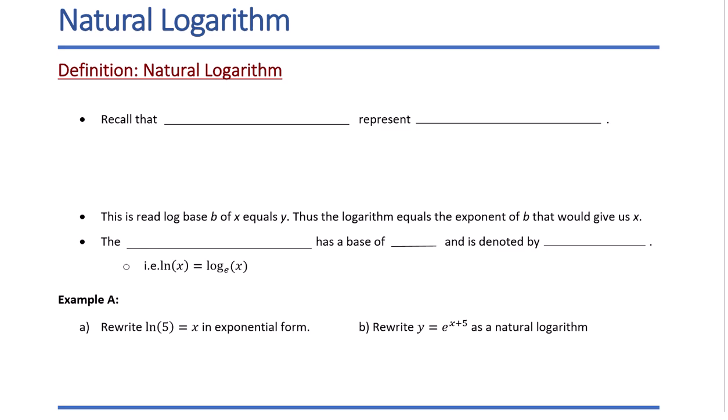Now let's review our natural logarithms. Recall that logarithms represent exponents. So we can have a log with a base b of an argument x equals y. Notice the base is smaller and lower. Just like an exponent is small and high, our base here is small and low.